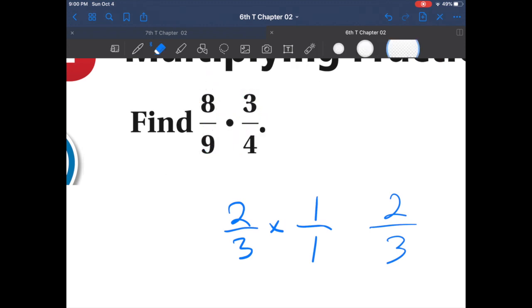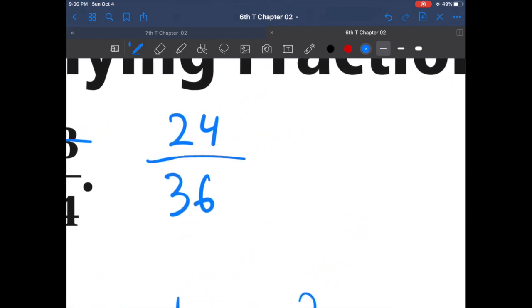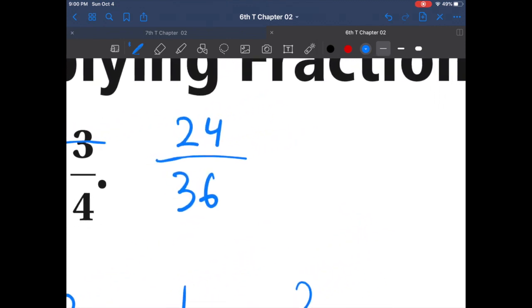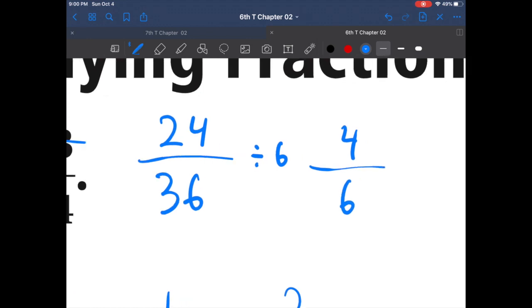But if we multiply it the other way, let's see. 8 times 3 is 24. 9 times 4 is 36. I now need to come up with a number that goes into both of these. So let's see what number would go into both of these. I think 6. Let's try 6. What is 24 divided by 6? Well, that would be 4, right? 36 divided by 6 would be 6.